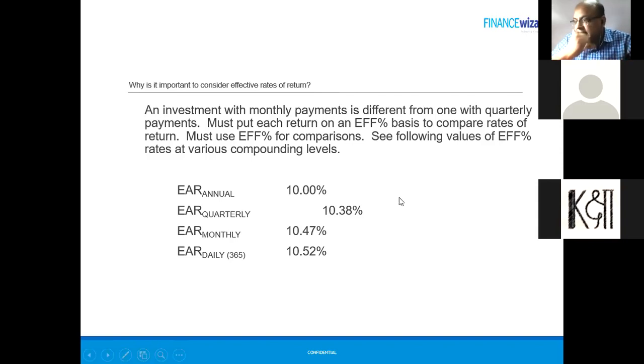So it is important that while we are calculating, whether we are calculating for the product where the frequency of compounding is defined, or for the product where the frequency of compounding is not defined, a market-based product, in both the cases, we should be careful about what we are doing.